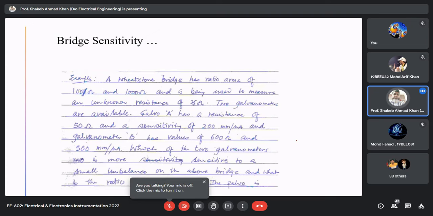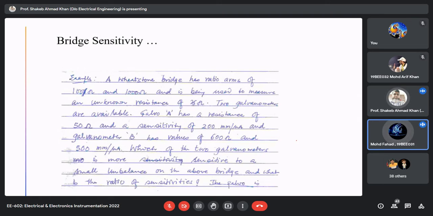I'm asking you all something. I'm asking for galvanometer B. Galvanometer B. Why? Because its value of sensitivity is 500. Obvious. That is all. That's what I want to know.